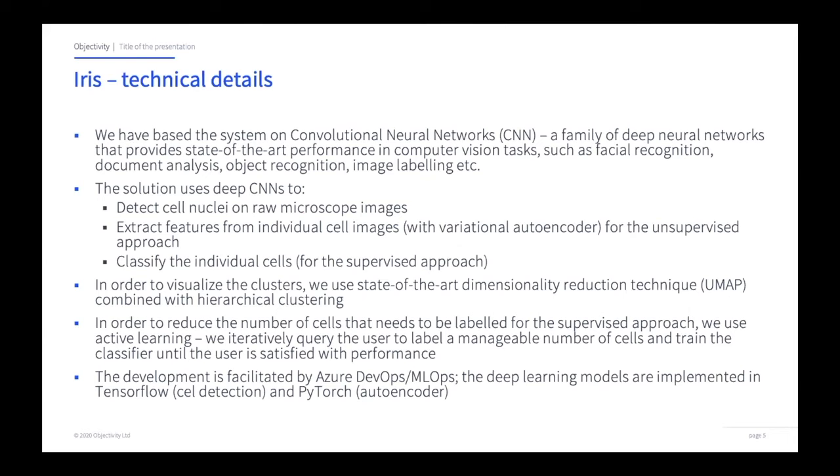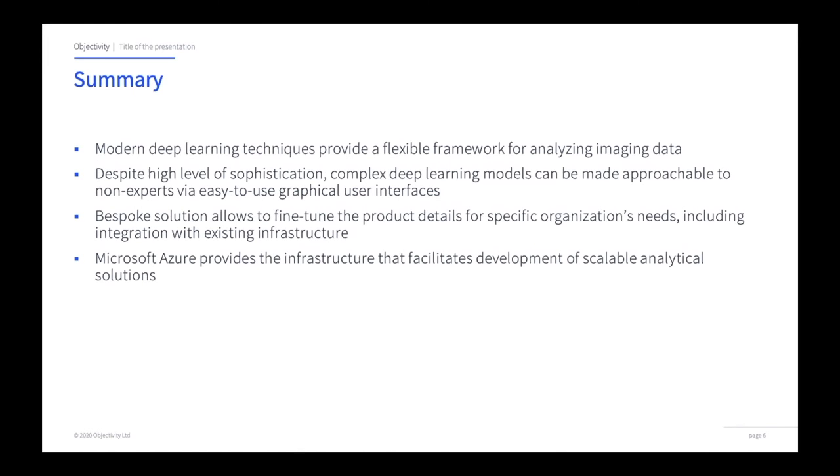So we have used convolutional neural networks, which are used in numerous computer vision tasks. We use them to detect cells, to extract features, and to classify individual cells for the supervised approach. We use some dimensionality reduction combined with hierarchical clustering. We also implemented active learning, which allows us to train models with relatively few examples, and everything is facilitated by the infrastructure provided by Microsoft Azure. So if we can move to the last slide.